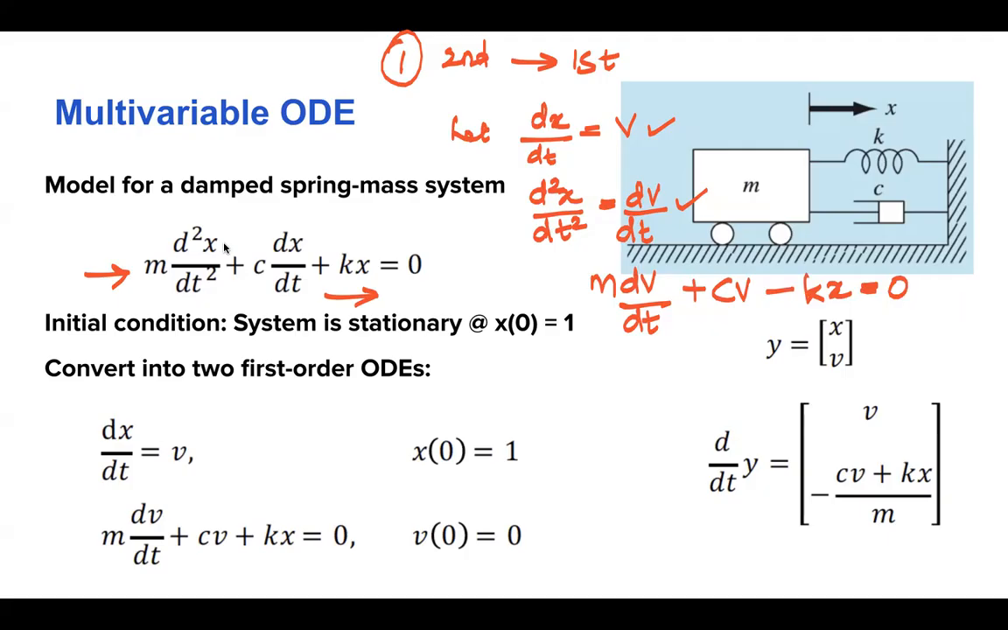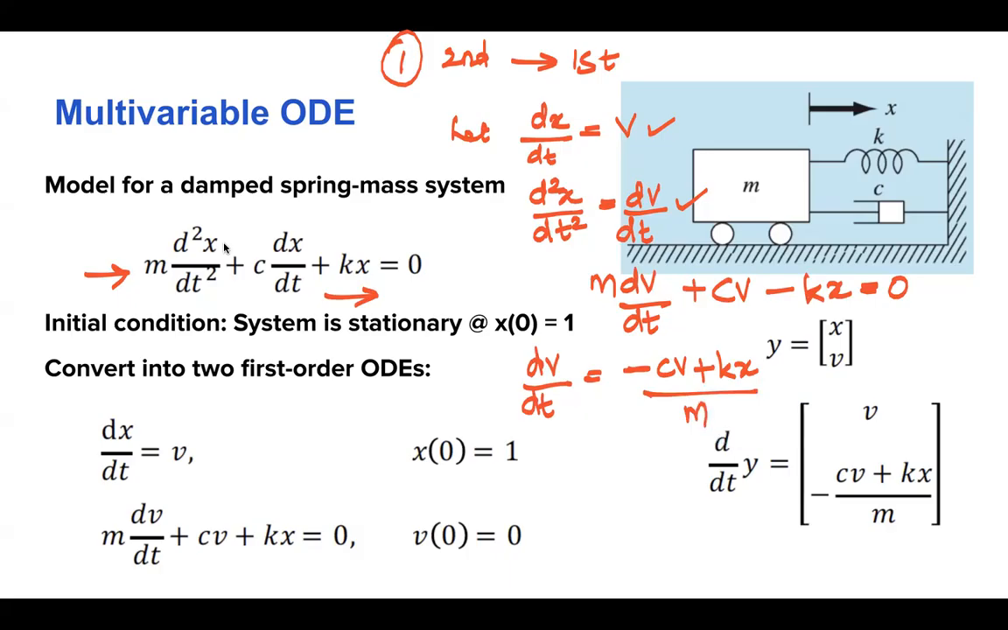Did you get this equation? Now let us rearrange this equation in such a way that dv by dt will be on one side and other terms will go to the other side. So that is dv by dt equals minus cv minus kx, divided by m.